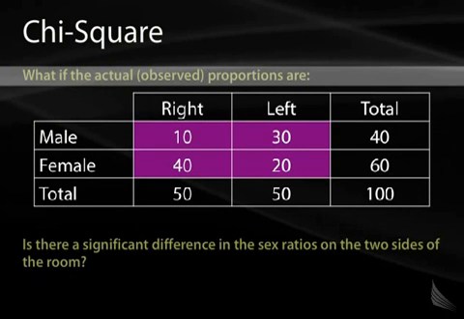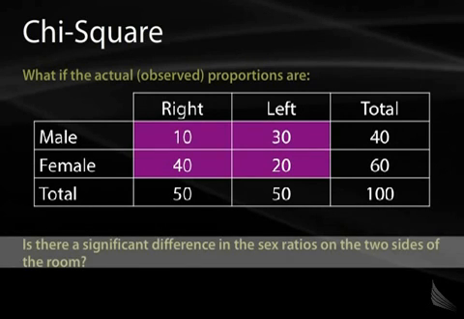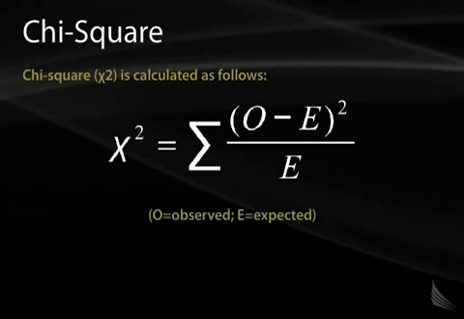What if the actual data looked like the following? And that is, on the right side, there were 10 males and 40 females, and on the left side, there were 30 males and 20 females. Is there a significant difference? Do there appear to be more than what you'd expect to find in terms of males on the left and more females on the right? How do we know whether or not this is simply due to random chance or whether or not there is a statistically significant difference? The chi-square test will guide us.